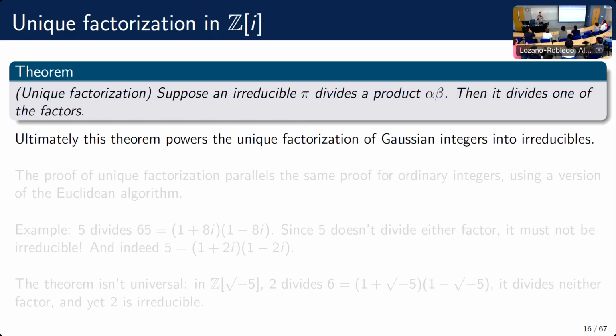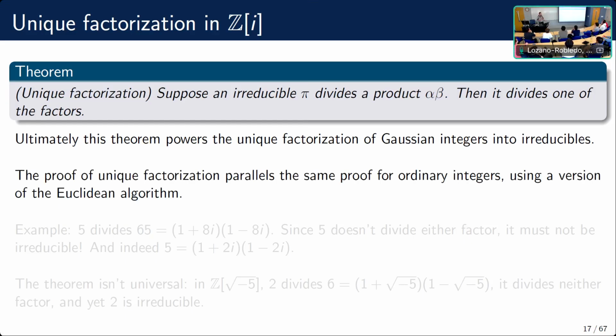How do you prove this kind of fact? Well, the proof parallels the same proof for ordinary integers. There's a standard proof you might learn in an undergraduate class in number theory that uses the Euclidean algorithm. And the Euclidean algorithm is still valid in the Gaussian integers, it turns out, and you can make a step-by-step proof of unique factorization this way.